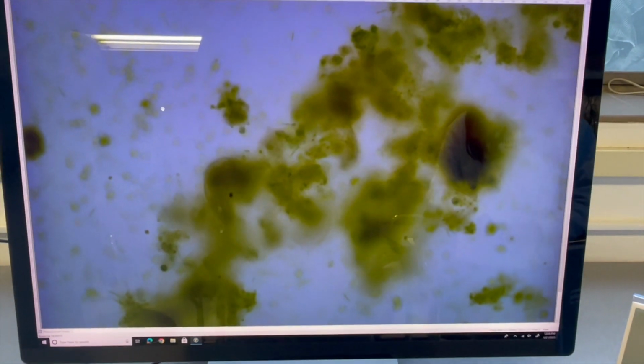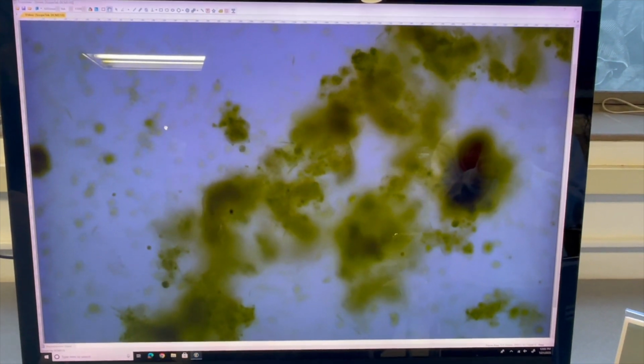These guys are kind of hard to see under the real microscope, but they're in there. You can see them moving around.